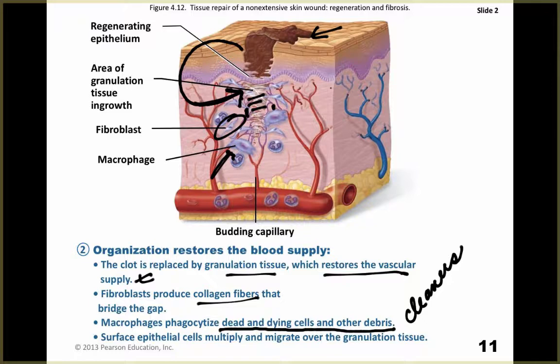And then as you go, you have this layer right here, this basement membrane layer. What you're going to see there is the surface of the epithelial tissue is going to start migrating over from this granulation tissue, and then you're going to start repairing and moving all of this to basically fill it in with new tissue.